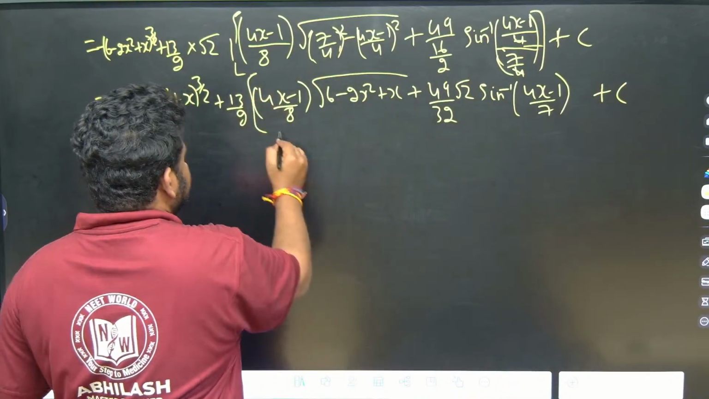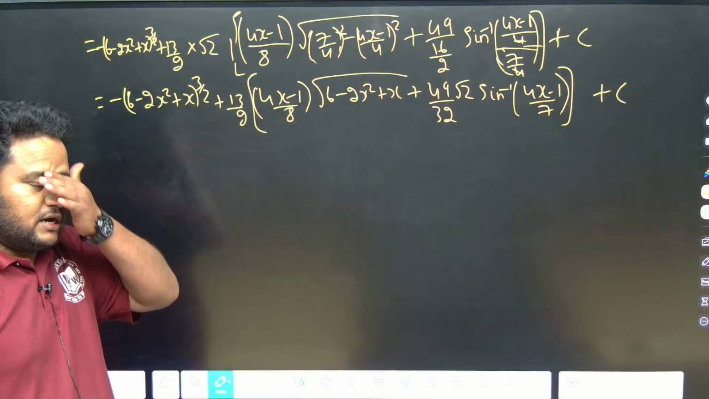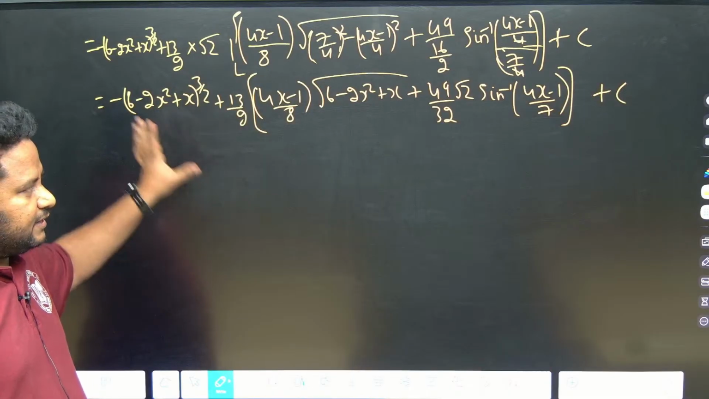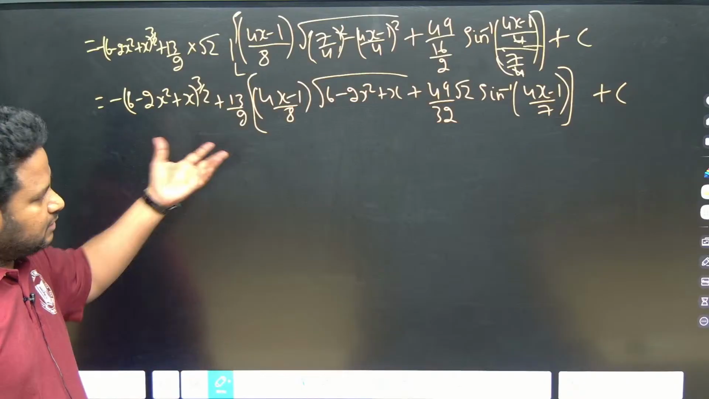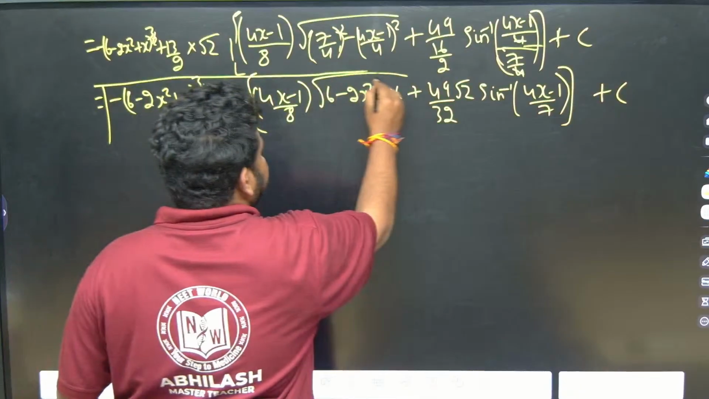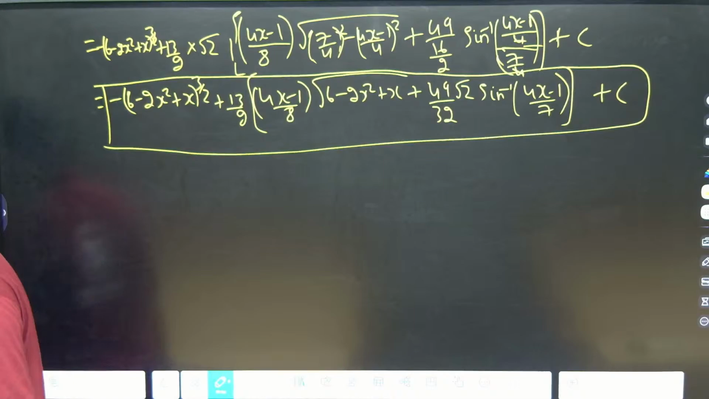This entire thing, 13 by 2, will be outside. This is the final answer to this question, friends. Of course, I know this is very lengthy, but it is a very important question. You can expect questions from trigonometry and also reduction formula. If you are strong with that, you can approach them, but you have to know the method, to be on the safer side. Clear, friends? This is how you got to solve this question.